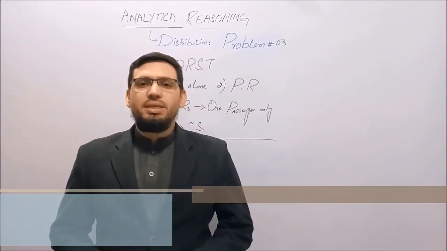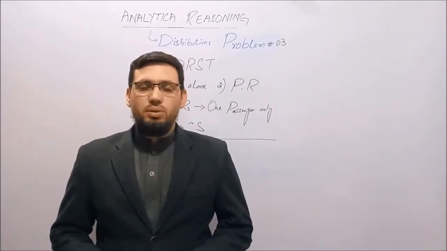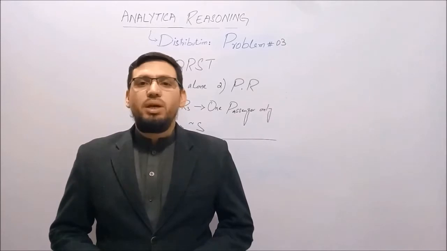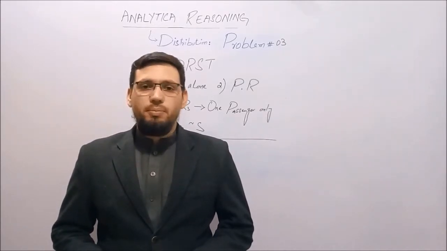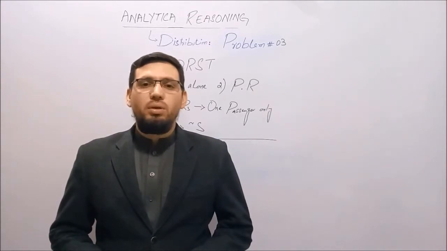Previously, we have solved some questions of distribution where the data appears vertically or horizontally. But in both cases, the data was in one line only. Today, we are going to solve a case where the data appears in 4 different rows, and we have to arrange all of these 4 rows accordingly.